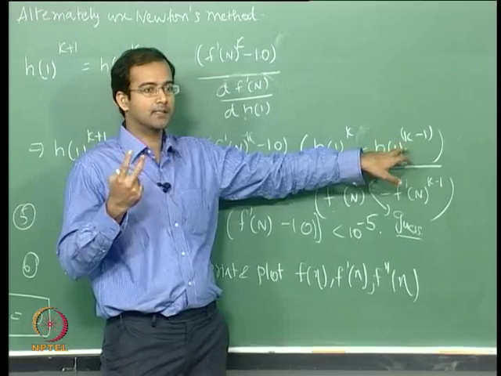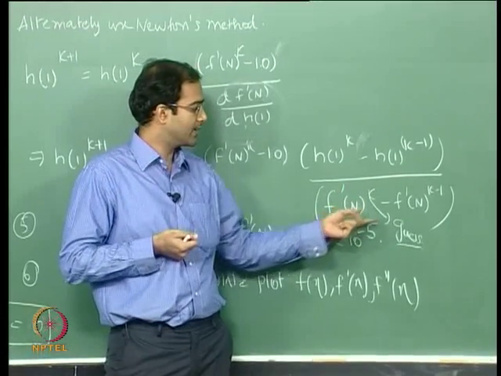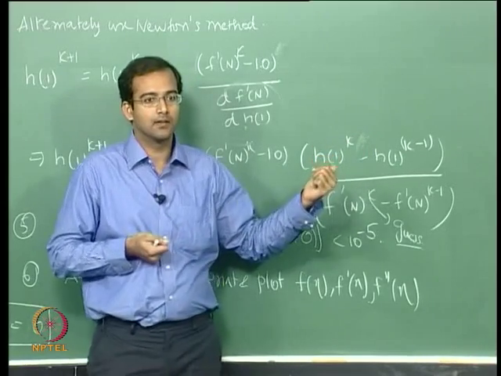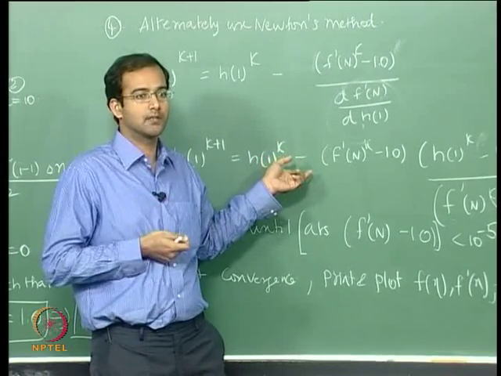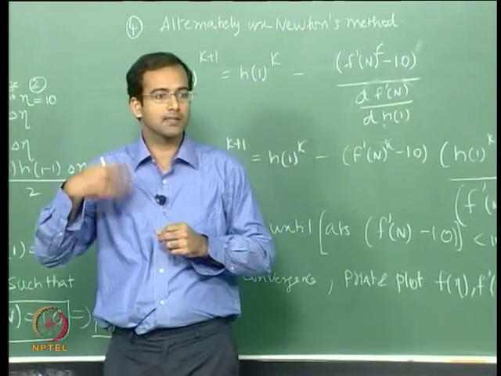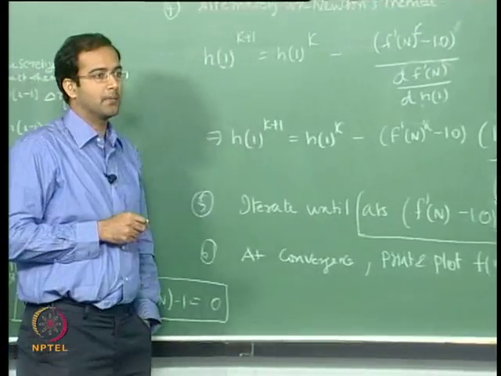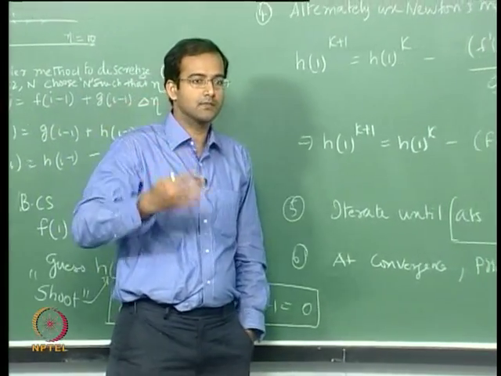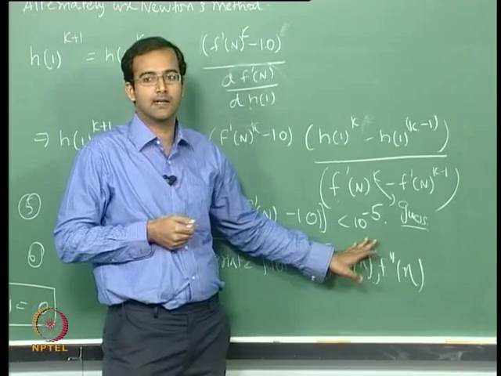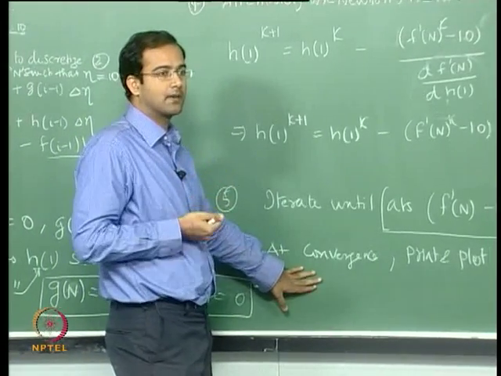You need two wild guesses because you need this particular df by dh. Therefore you first give two wild guesses and take the difference in the values of f of n corresponding to those two wild guesses. From the third guess it's not wild anymore, so you use this and calculate the more appropriate guess value. Like that you keep using the previous guess values until you satisfy the condition that f prime of n minus 1 equals 0. Numerically you won't achieve exactly 0, it should be a very small number, something like 10 power minus 5. Once this condition is satisfied, your guess is good enough, you can stop there and say that your iterations have converged.